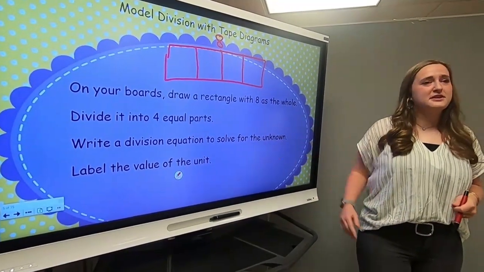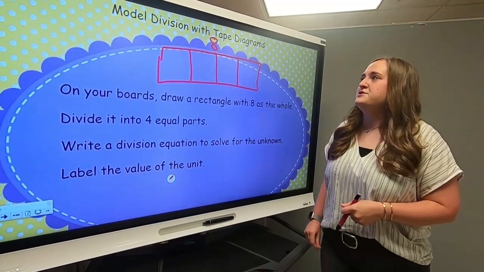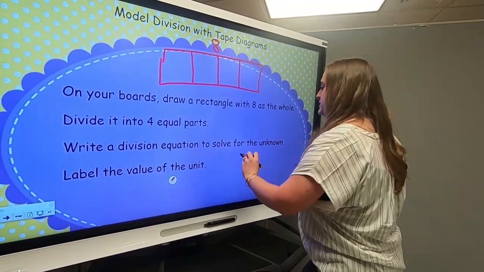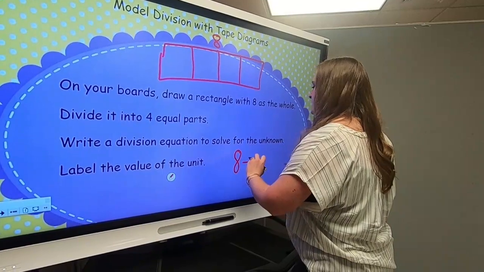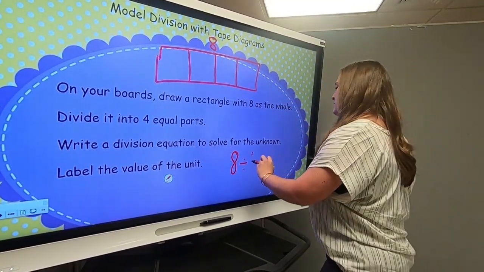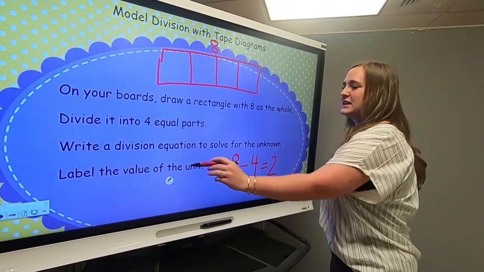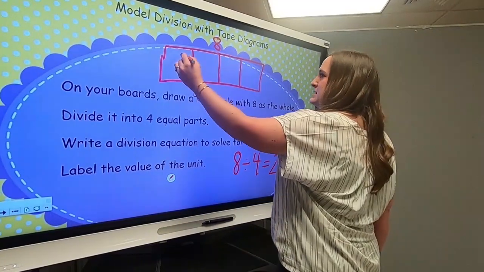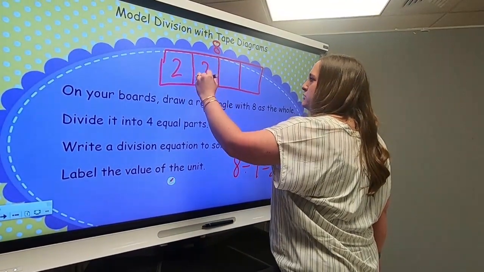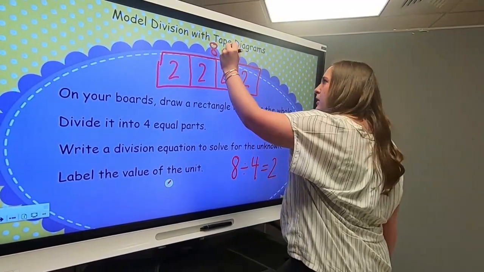All right, so I need another division equation to solve for the unknown. So I know I'm going to use my total divided by how many equal parts? 4 equals 2. So I know that I can label the value of this as 2. 2 units inside each equal part.